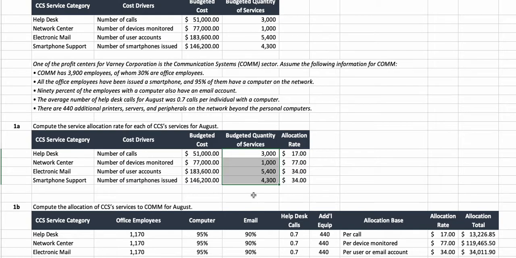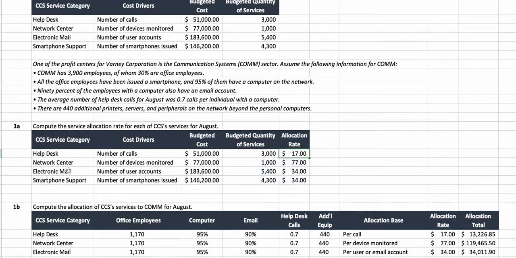Calculating the allocation rate is pretty straightforward. We're just going to take our budgeted cost and divide it by the budgeted quantity of services. So what they're saying here is typically in a month we receive 3,000 calls at the help desk, and it costs us $51,000, or that's what we believe it's going to cost us for the month of August. So the allocation rate is simply taking that budgeted cost and dividing it by the number of projected calls that they believe they'll get in August.